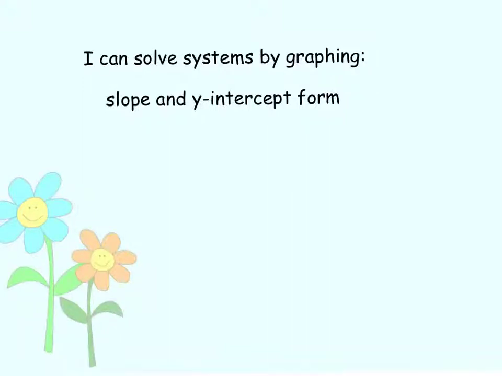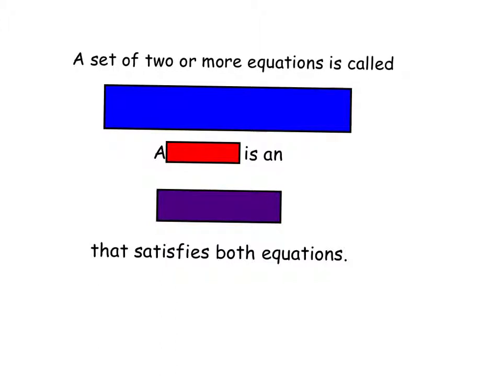Hi everyone. This lesson is putting everything that we've done the last couple of lessons all together. We can solve systems by graphing, and we're going to be using the slope-intercept form to graph today. Alright, so let's start by taking some notes.